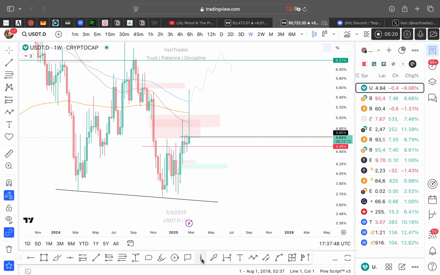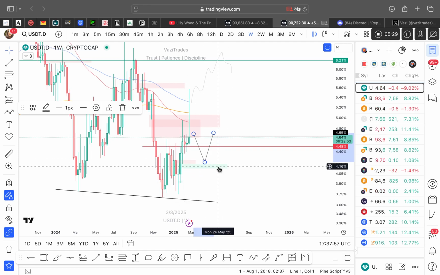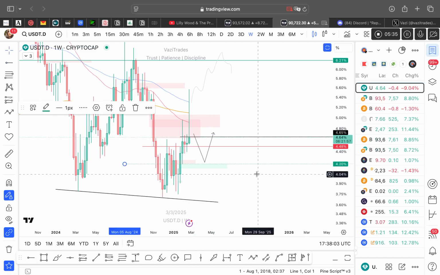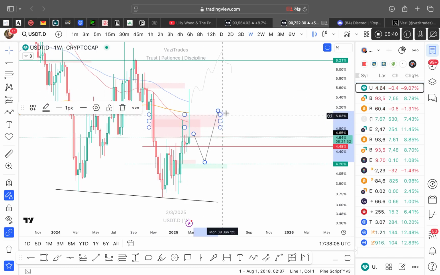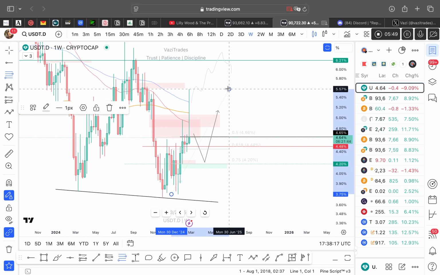Another possibility is that it will continue going down and will bounce from this weekly FVG that it has here at around, let's say, 4.2, and come back to this resistance zone where we'll have to see again how it is reacting. If I just put fibs, let's see what it shows me.